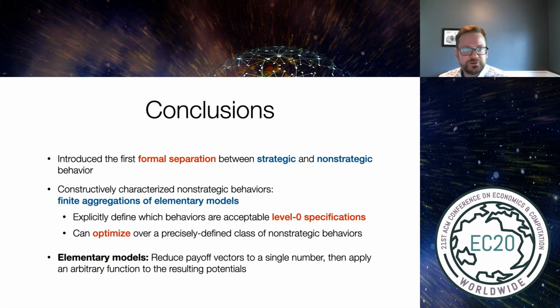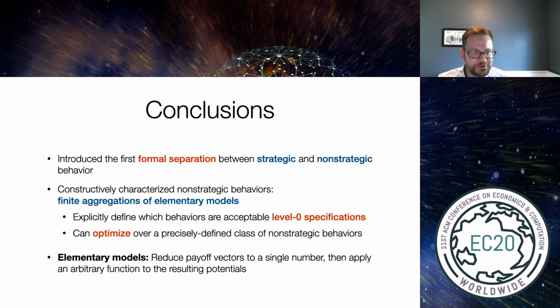So what have we done here? We've introduced the first formal separation between strategic and non-strategic behavior, which allows us to do a couple of things. First of all, it allows us to be a lot happier with our use of iterative models because we can check whether we've picked an acceptable level 0 specification. But also, when we want to take a machine learning approach to this, this is going to allow us to optimize over a precisely defined class of non-strategic behaviors. So we'll be able to tell if we've been exhaustive or not, and we don't have to worry that we haven't made a rich enough specification when we're trying to do machine learning in this kind of area. Okay, so that's the talk.